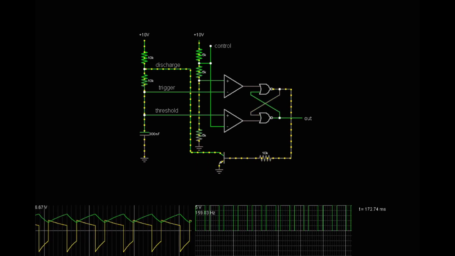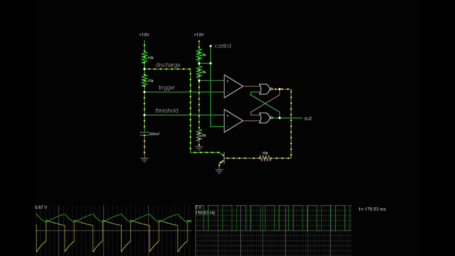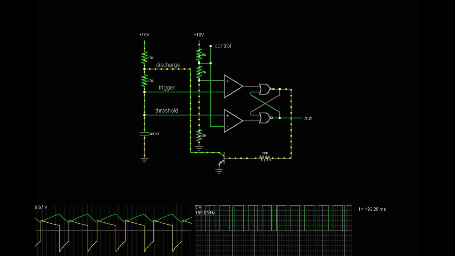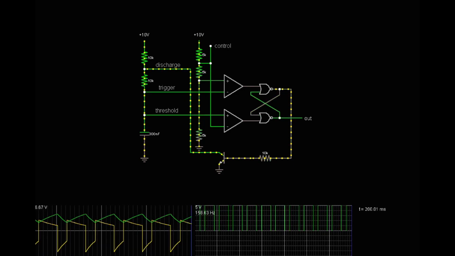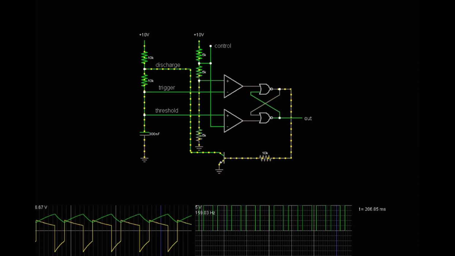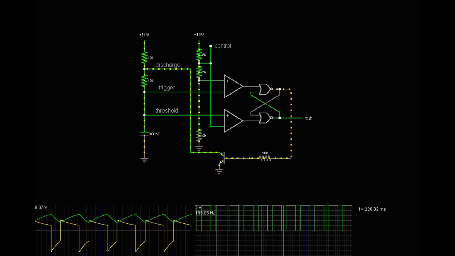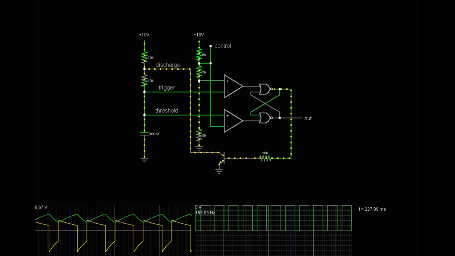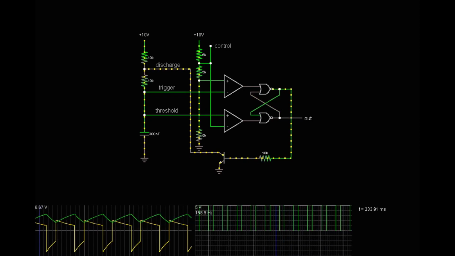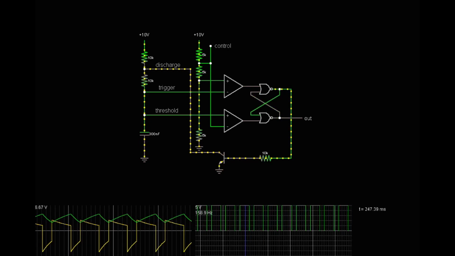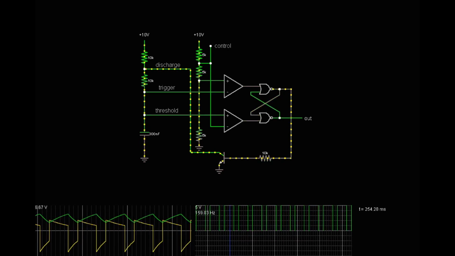Threshold comparator. The comparator's negative input is connected to the voltage divider's upper reference voltage, and the positive input is connected to threshold. Trigger comparator. The positive input of the comparator is connected to the voltage divider's lower reference, and the negative input is connected to trigger. Latch. A set reset latch stores the state of the timer, and is controlled by the 2 comparators.